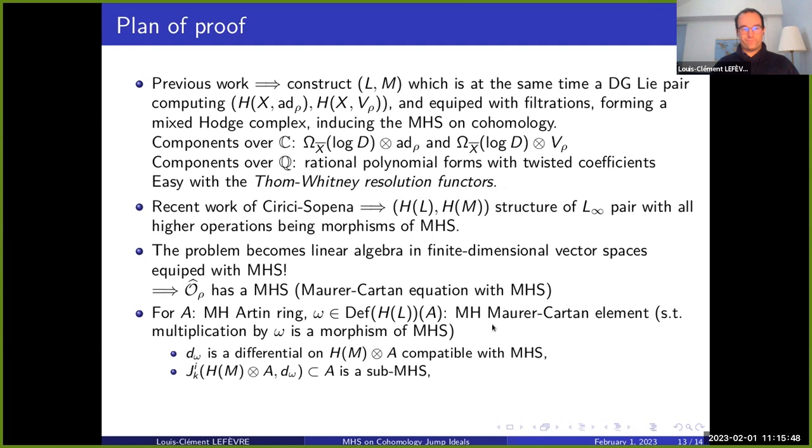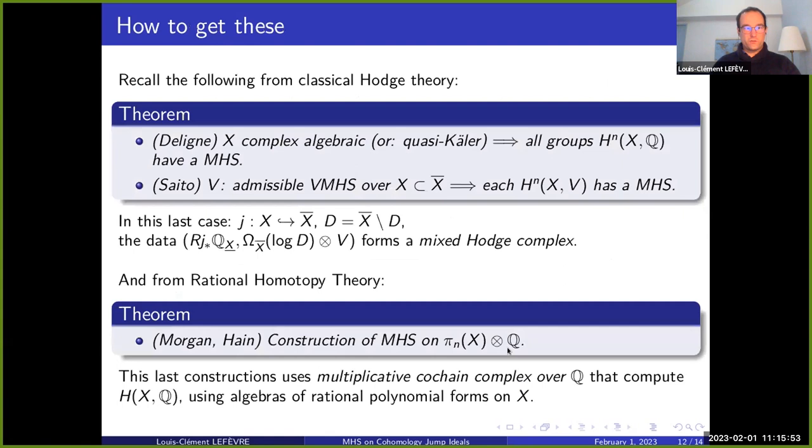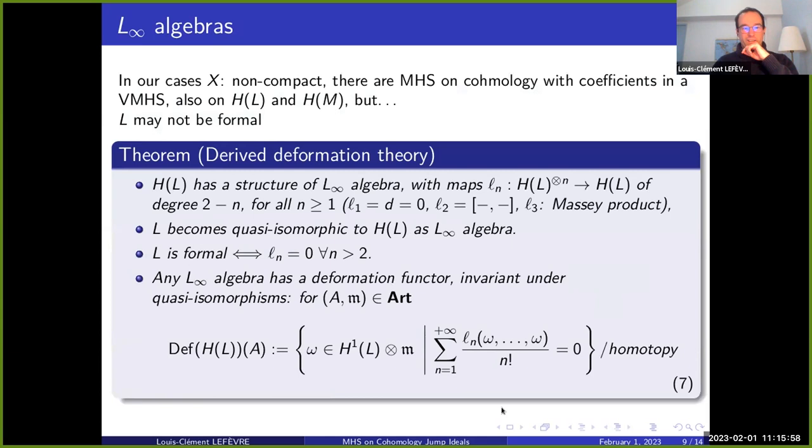I'm not going into detail, but the thing that I wrote before here, in this complicated structure, you can pretend that there's a mixed structure on H1, that all these maps, small l n, are morphisms of mixed structures. So showing that the ring defining this has a mixed structure then becomes not very difficult.